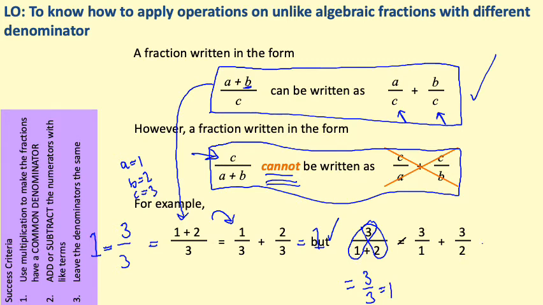But in what they've split it to, 3 over 1 would give us 3, and 3 over 2 would give us 1.5. So it'd be 3 plus 1.5, so we'd get 4.5. So as you can see, both of these two answers are not the same. So bear that in mind.